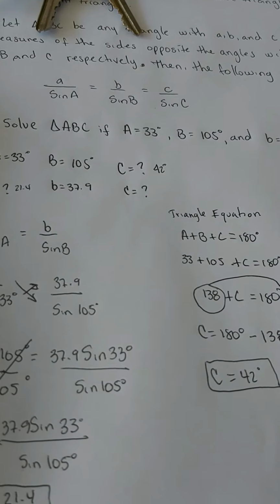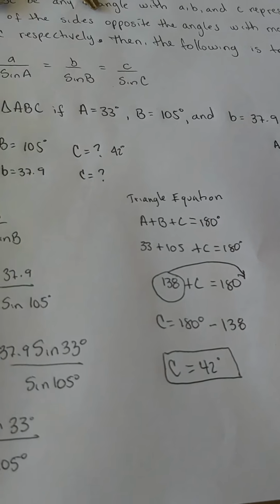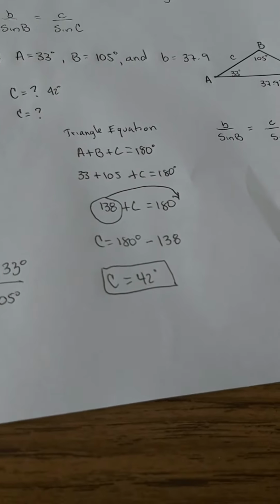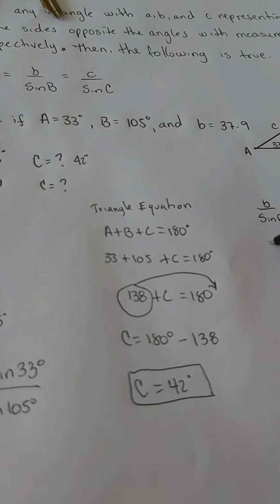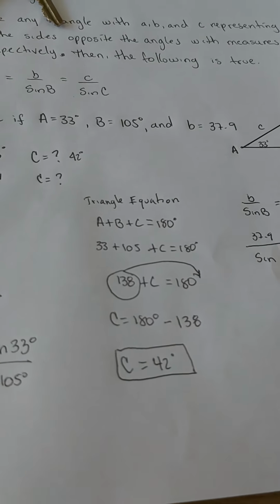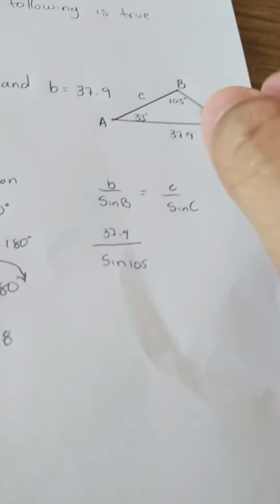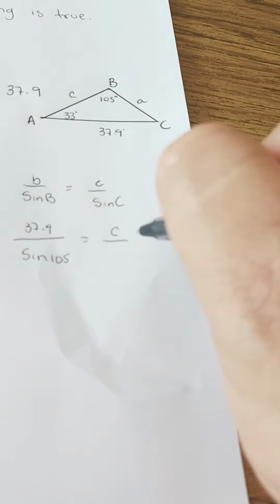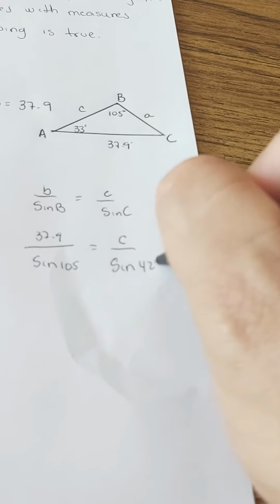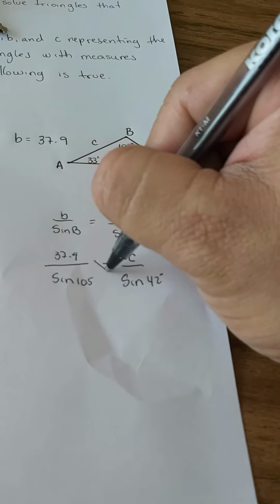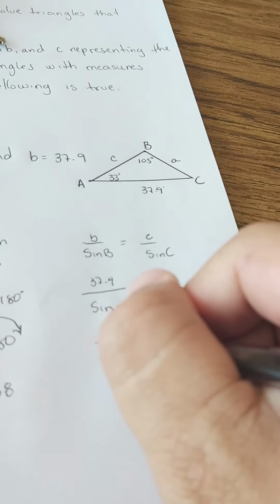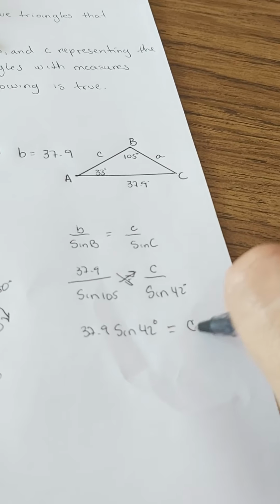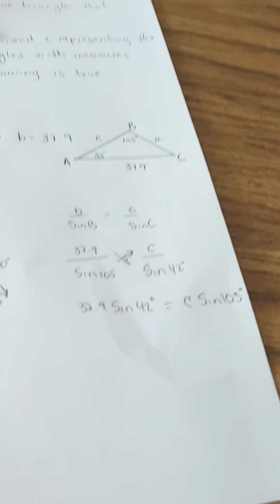So in this case, to find C, I'm going to use B over sine of B equals C over sine of angle C. That means 37.9 over sine of 105 equals C over sine of 42 degrees. We do the cross multiplication again, so we get 37.9 sine of 42 degrees equals C sine of 105 degrees.